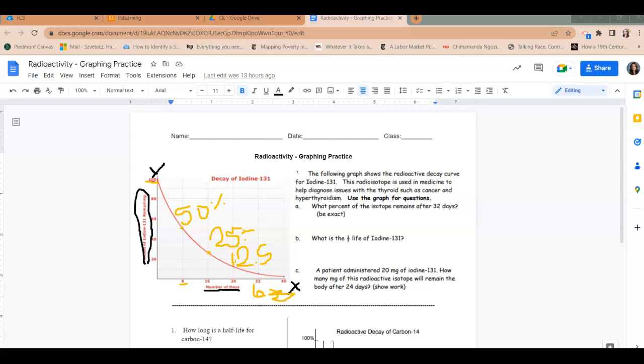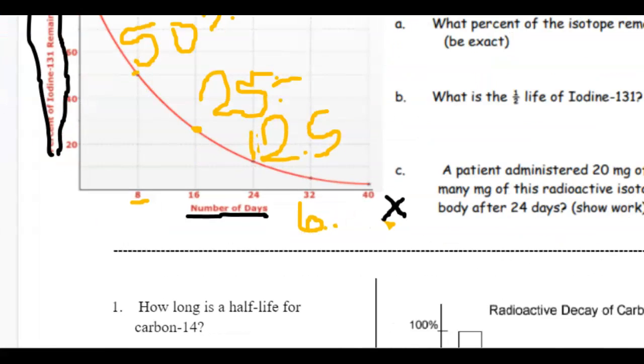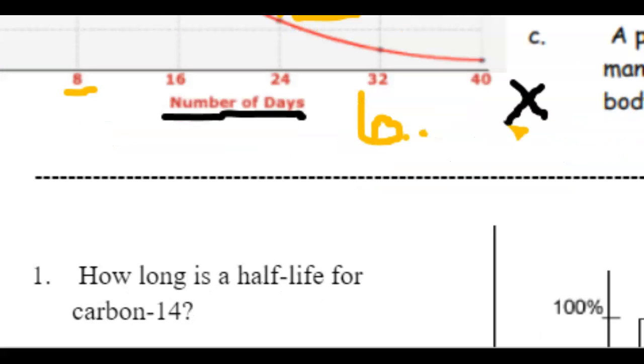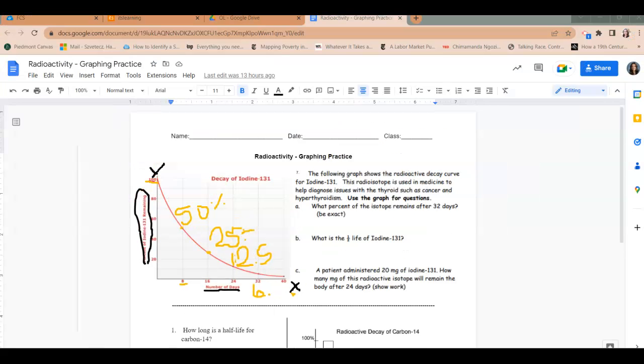6.25. That is what percent remains after 32 days? Only 6.25%. So that would be your answer here, 6.25.